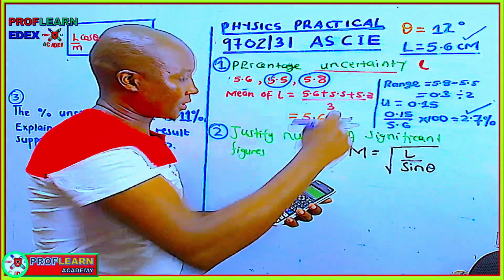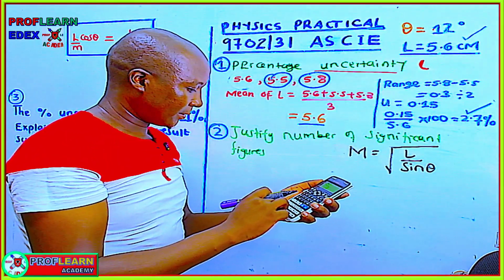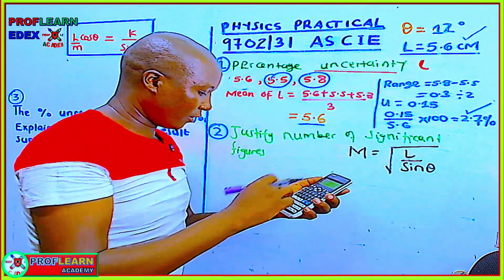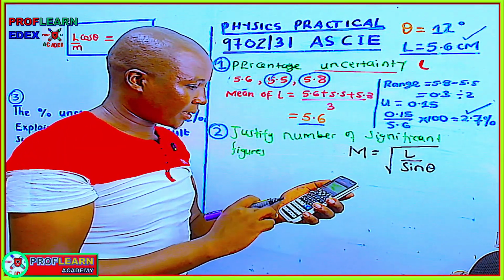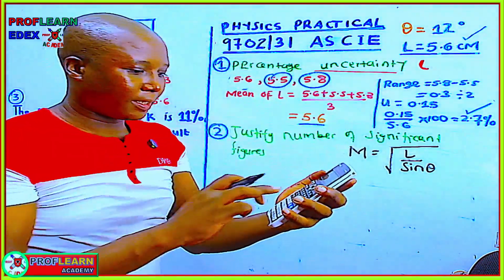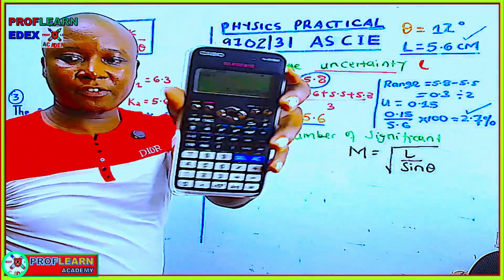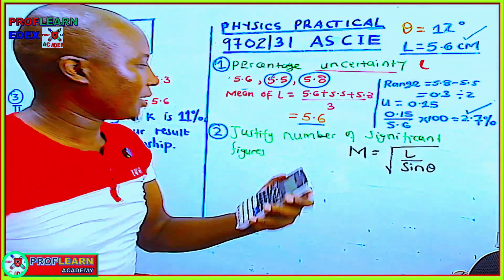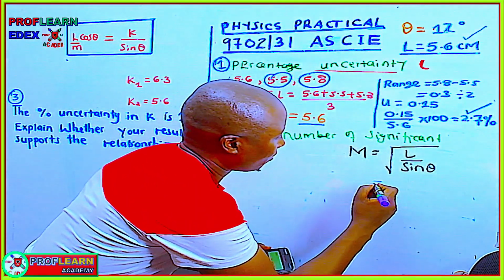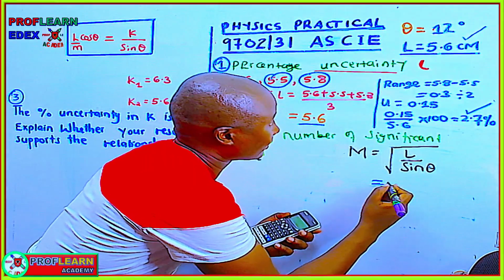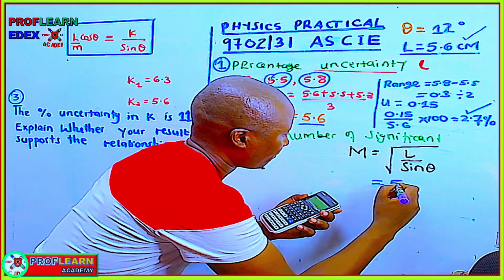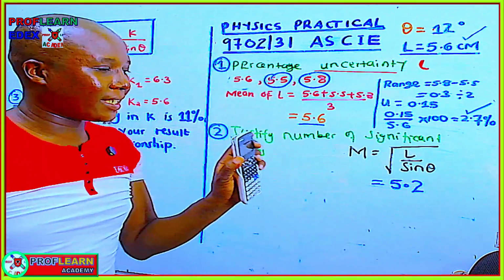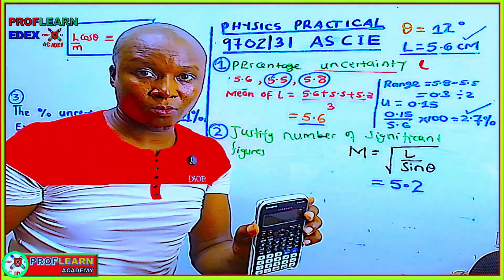5.6 divided by sine of the angle. The angle is 12, sine 12. You close the bracket, you get that value there. Then you find the square root of that answer, you get 5.18. So we can say our answer now, I'm going to record my answer as 5.2. My answer is 5.2.